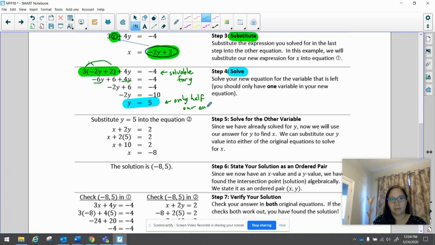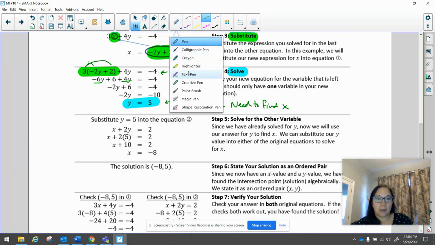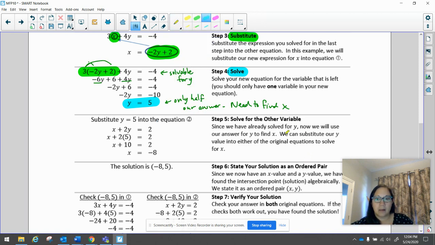So we still need to find x. The way that we're going to do that is we're going to solve for the missing variable by choosing one of our equations and solving it for x. So now we're going to substitute again. We're going to take the y that we know about into either of the original equations.